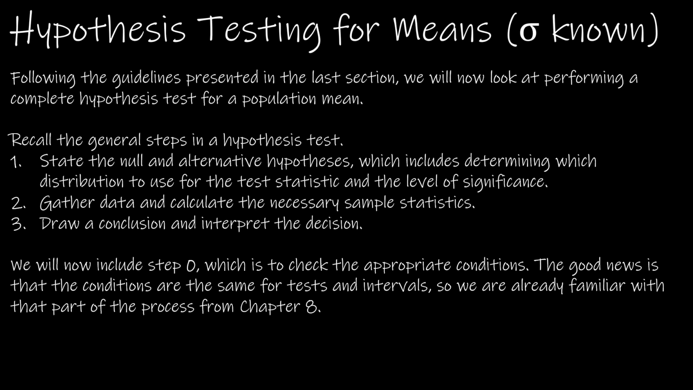So again, we've looked at all of the parts of hypothesis testing, and there are three basic steps. The first is to state the null and alternative hypotheses, and also make sure we know which distribution we're using, the normal distribution or t-distribution, and then the level of significance, which should be given in the question. Step 2, gather the data, which is really just going to be reading the question, and then calculate the necessary sample statistics, and that will include a test statistic and a p-value and a critical value and whatnot, and then to draw a conclusion and, most importantly, interpret that decision.